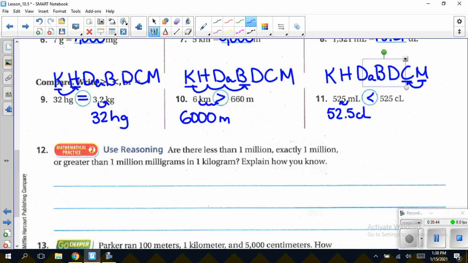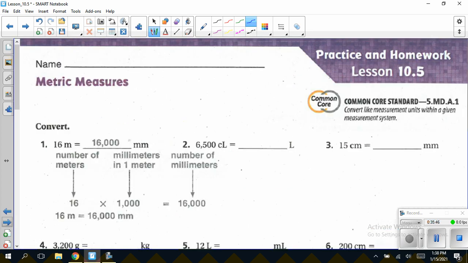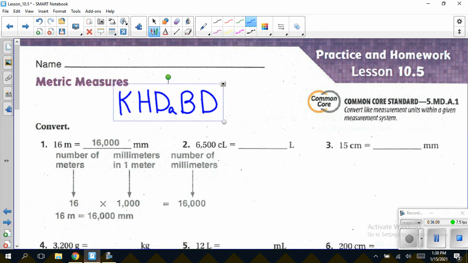So now moving on to the homework. On the front, at the top of your paper, you may want to put those letters, or just put it with each question that you have to do, depending on how much you need to rely on it. So again, King Henry died by drinking chocolate milk.